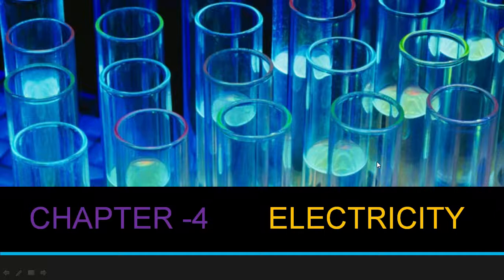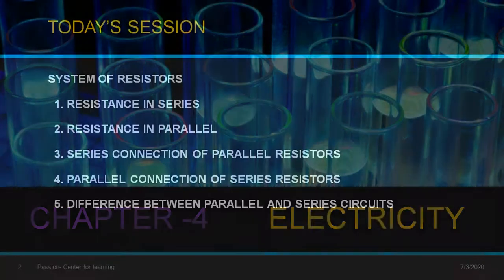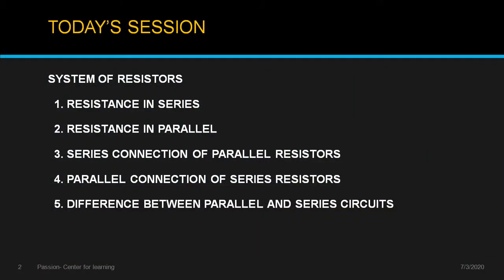So today we start with the chapter electricity, and we are going to discuss the main topics over here. System of resistors. One is how resistors are connected in series, how resistors are connected in parallel, series with parallel and parallel connection with series, and what is the difference between parallel and series circuits.